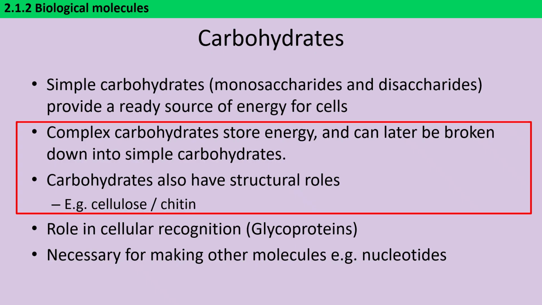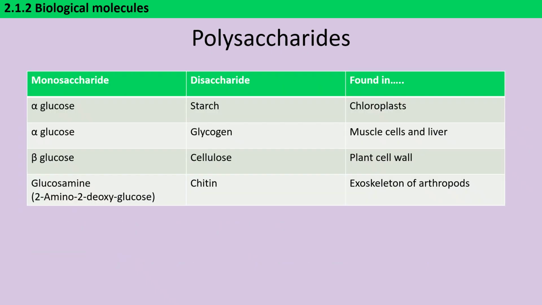in structural roles. In addition to the 5 monosaccharides and 3 disaccharides that you need to know about, there are 4 polysaccharides, or 5 if you count the 2 different forms of starch. So we have starch, which is found in the stroma of the chloroplasts and also a bit in the cytoplasm, and this is made from glucose. Then we have glycogen, which is found in animals, in both muscle cells and the liver, and this is made from alpha glucose only. Cellulose is found in the plant cell walls, and this is made from beta glucose.